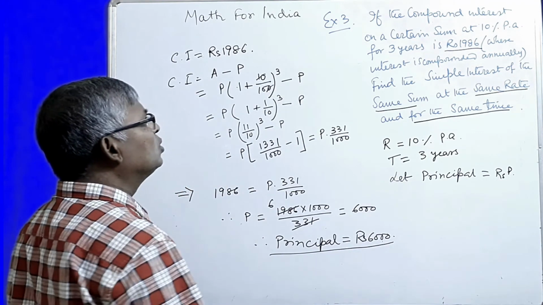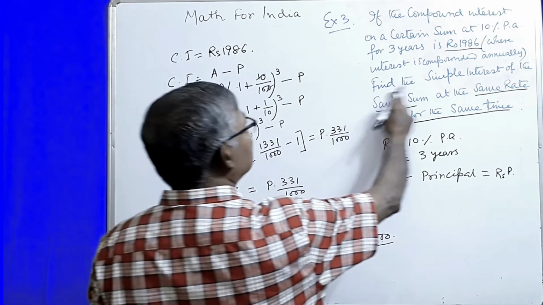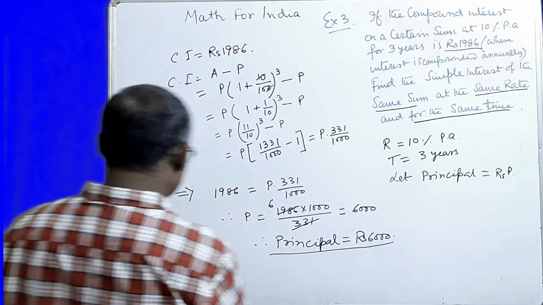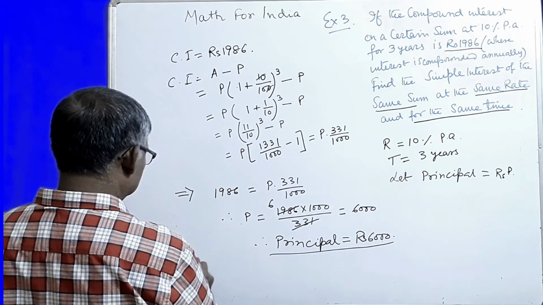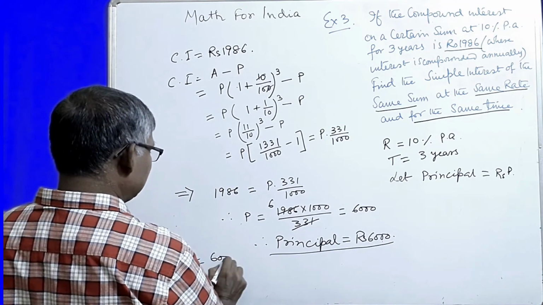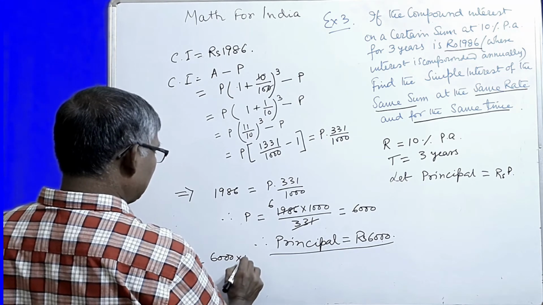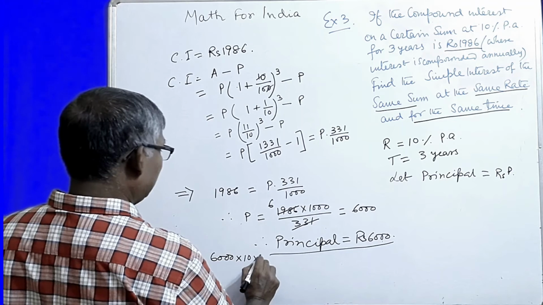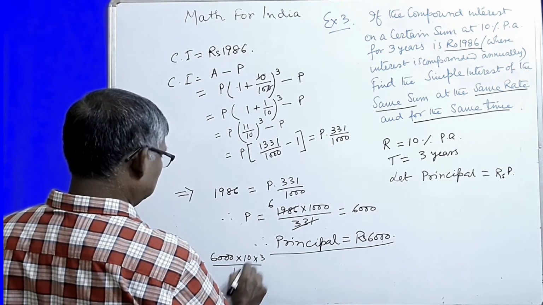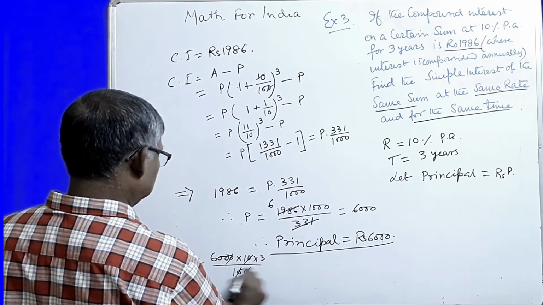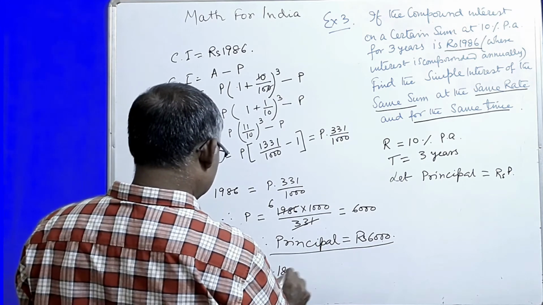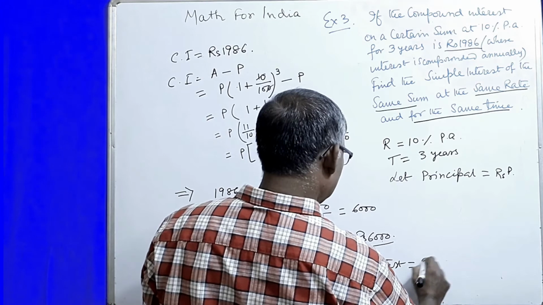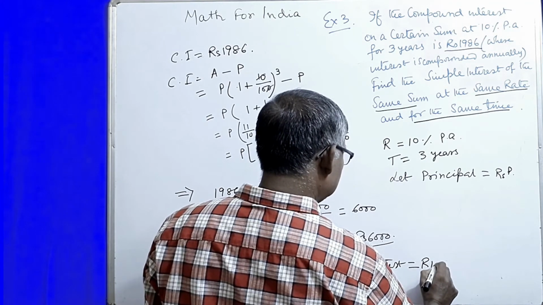Now we have to calculate the simple interest of the same sum. So SI equal to, here 6,000 is the principal, rate of interest is 10 and period is 3, that is 1800. So the simple interest equal to rupees 1,800.